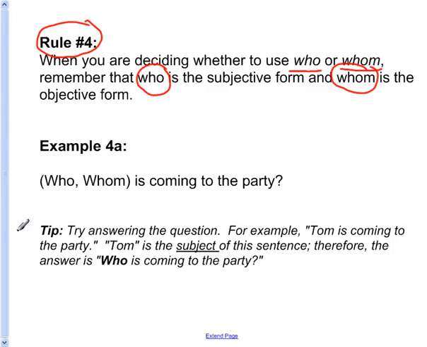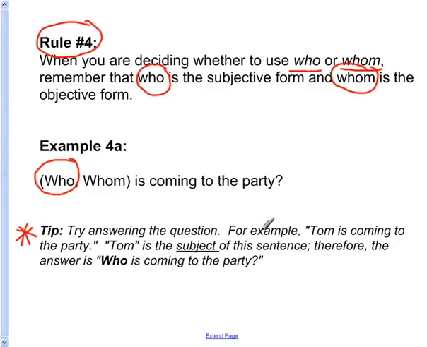Who or whom is coming to the party? Here's how we figure it out. Here's our tip. Try answering the question. For example, Tom is coming to the party. Tom is the subject of the sentence. So the who or whom is referring to the subject. Therefore, the subjective form must be used, who.